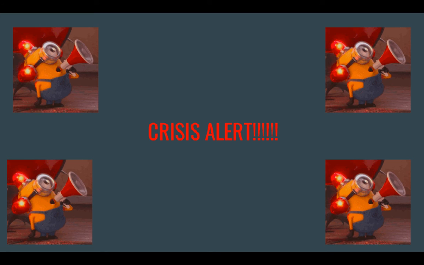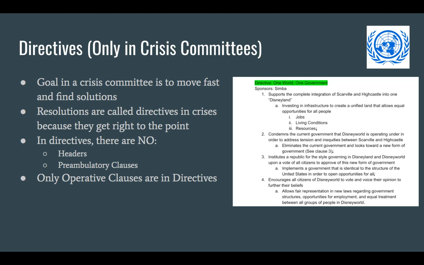All right, so if you guessed that there's nothing different, there is, but it's not a bad thing because it's very similar, just a few small differences, but it's still the same structure and writing techniques. So what is it? They are called directives, so they have a name change. Crazy, right? Okay.